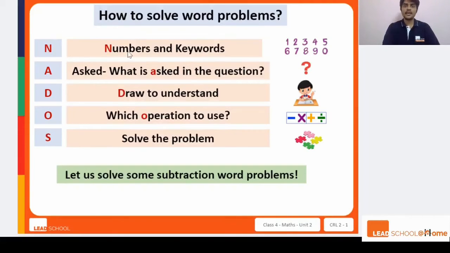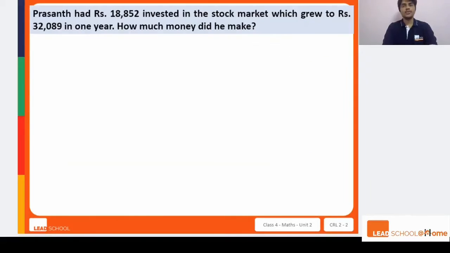First step is we find the numbers and keywords. Second step is we see what is being asked in the question. Third step is we draw to understand the question better. Fourth step is we finalize which operation is to be used. And last step is we solve the word problem. Let us now take an example question and see how we follow these 5 steps.